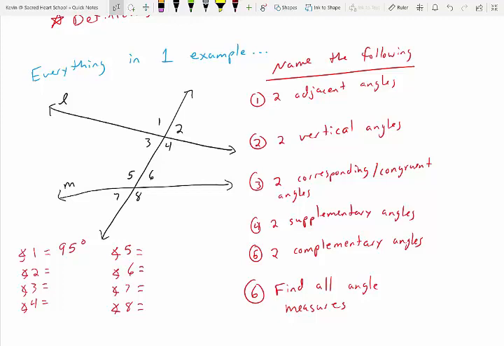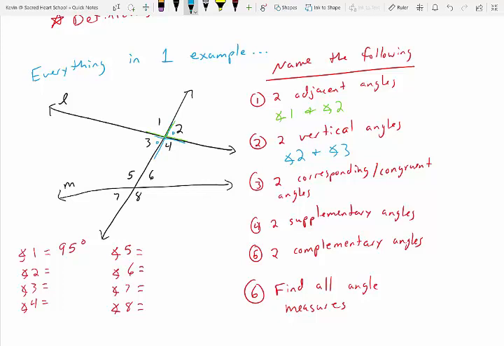Adjacent angles share a vertex and are right next to each other. So we have angles 1 and angle 2. They share this vertex and they are next to each other. 2 vertical angles. Vertical angles are formed by 2 intersecting lines and are opposite each other. So I'm going to say angle 2 and angle 3. So 2 lines cross here. Angle 2 and angle 3 are opposite each other.